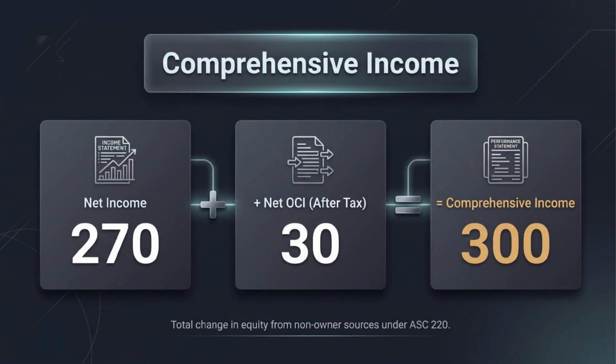Now the full performance measure is ready. Net income is 270, net OCI is 30, therefore comprehensive income is 300. This is the broadest performance number in this illustration because it captures the total change in equity from non-owner sources during the period. A simple memory line is this. 270 tells the earnings story, 30 tells the OCI story, and 300 tells the full comprehensive income story.